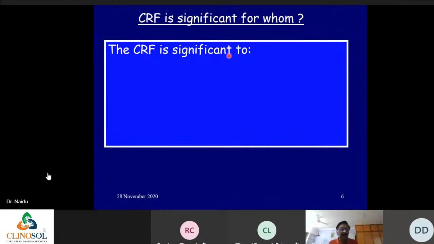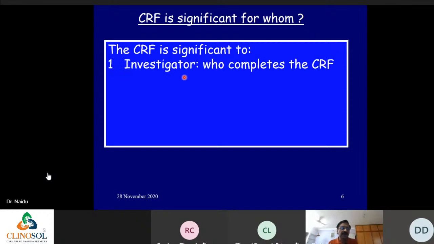The first and foremost is the investigator, because as we know from our knowledge, the investigator is the most important person responsible for any good or bad in clinical research. So the case record form is a very, very important document for the investigator.